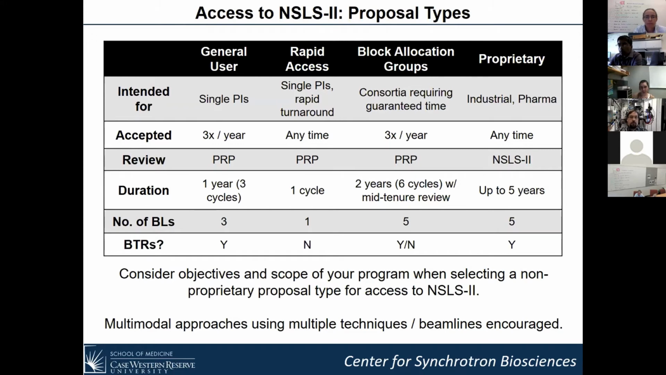Rapid access is rapid turnaround. The goal is within 2 weeks of submission, and that could come in at any time. That only lasts for a single cycle and it's only 1 beam line.